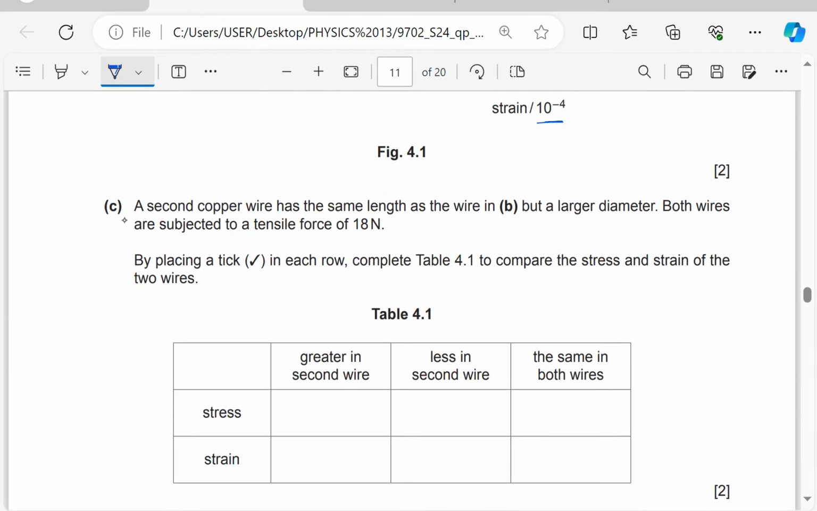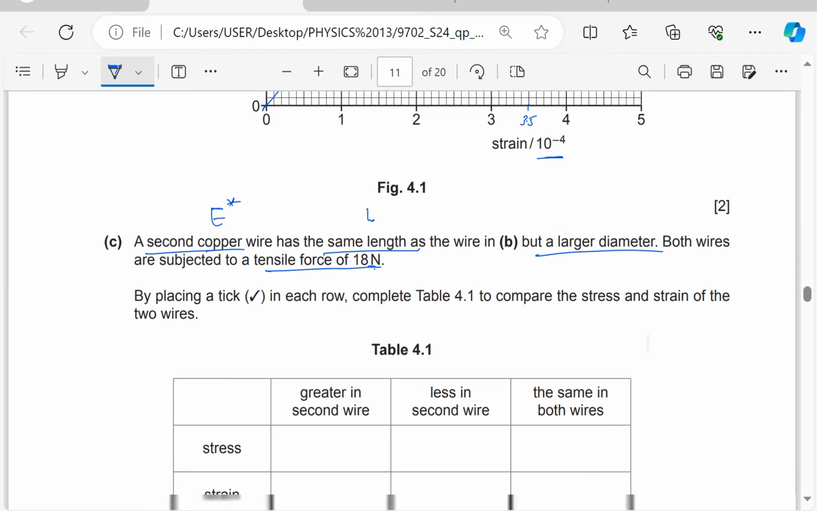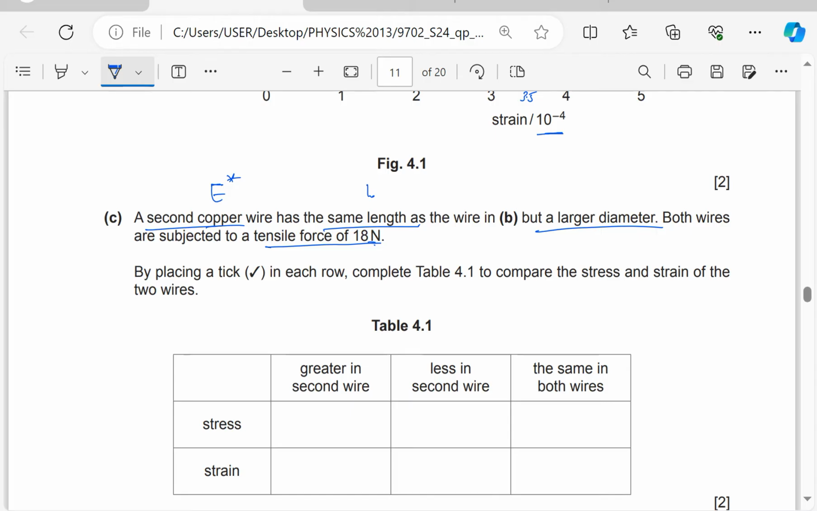A second copper wire has the same length. So original length is the same. The first one was also copper, so Young modulus is the same, E is the same. But a larger diameter. Both wires are subject to the tensile force, so the force is the same. By placing a tick in each row, complete the table to compare the stress and strain of the two wires.